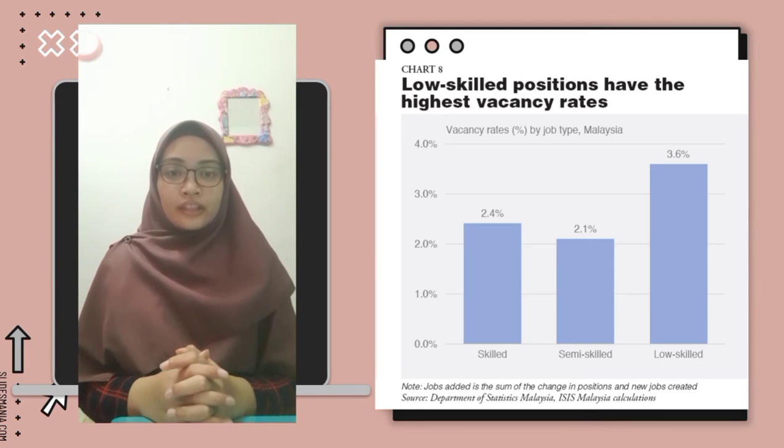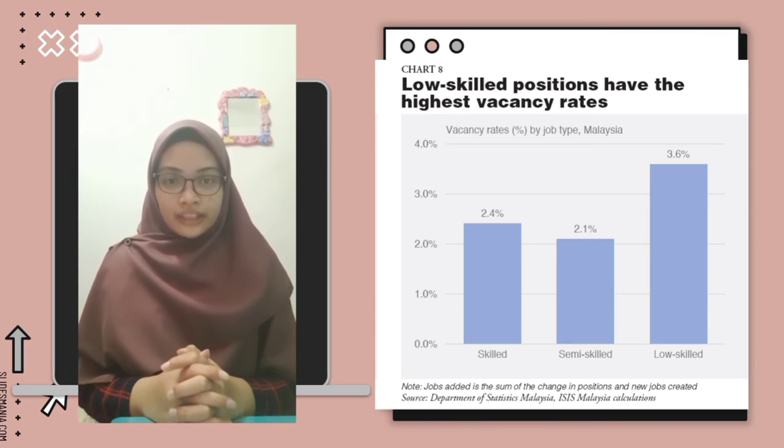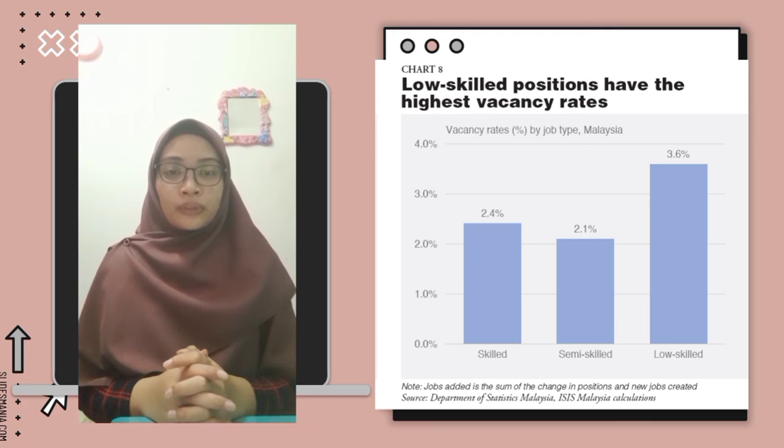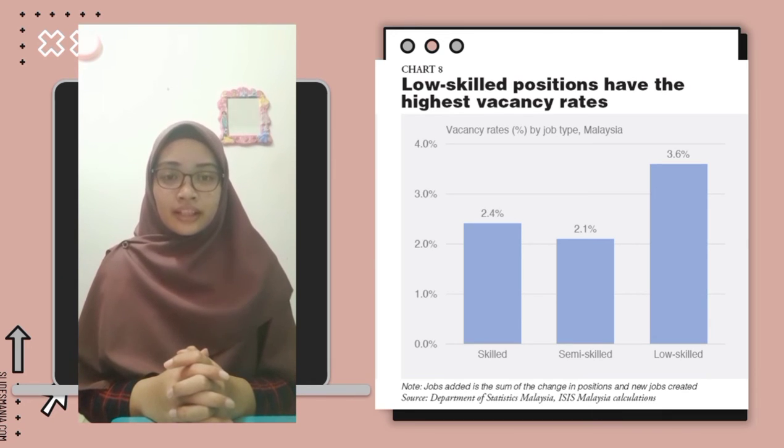Next, chart 8 shows low-skill positions have the highest vacancy rate. As you can see in the graph, there are 3 bars: skilled with 2.4%, semi-skilled with 2.1%, and low-skilled is the highest with 3.6%. How did this situation happen? It is because they add new labor and the employees haven't got experience yet.